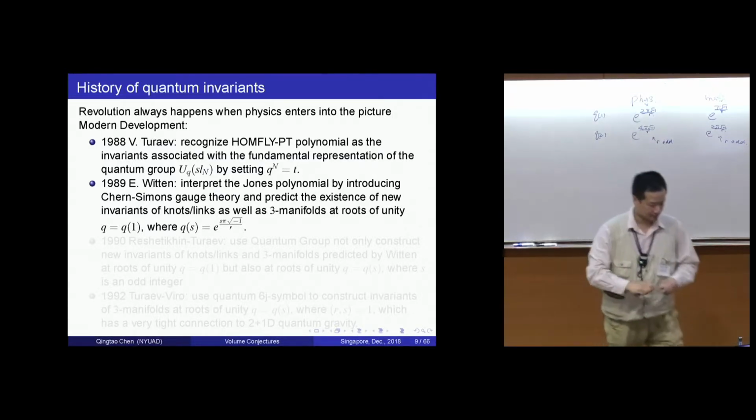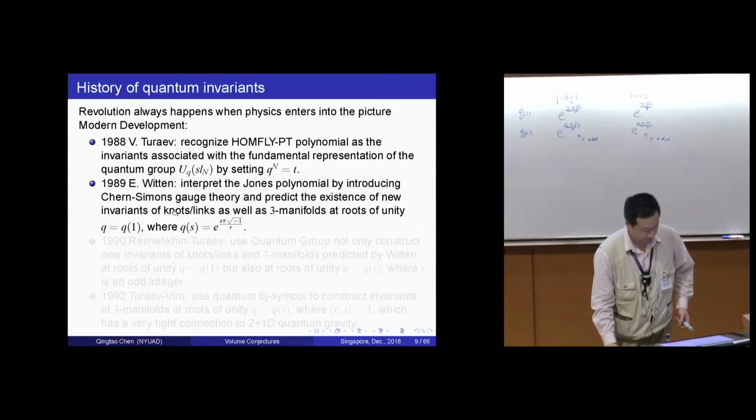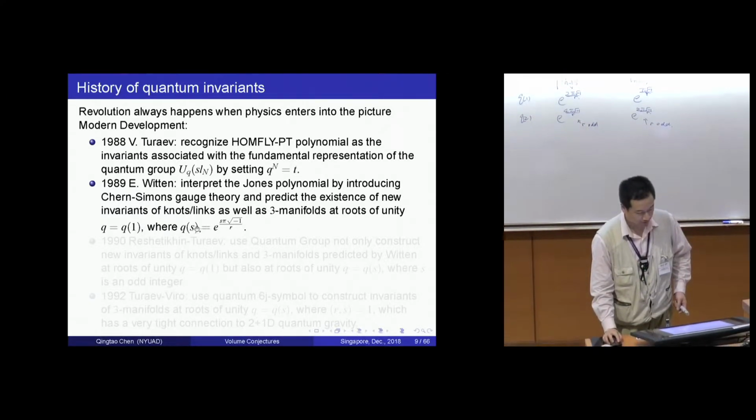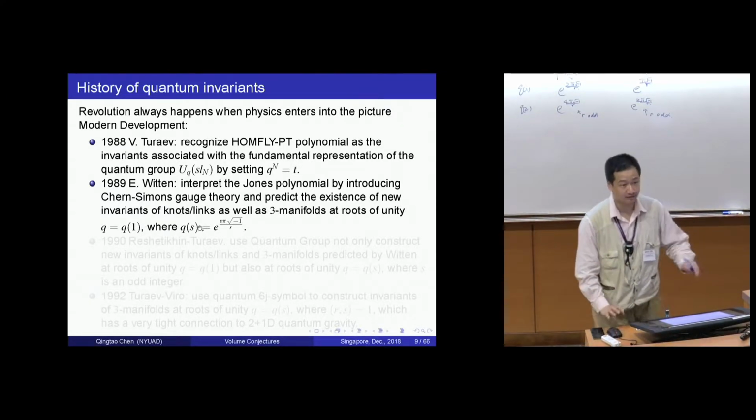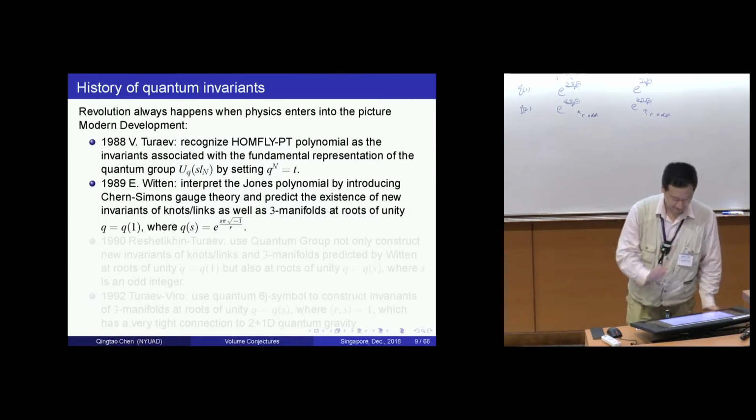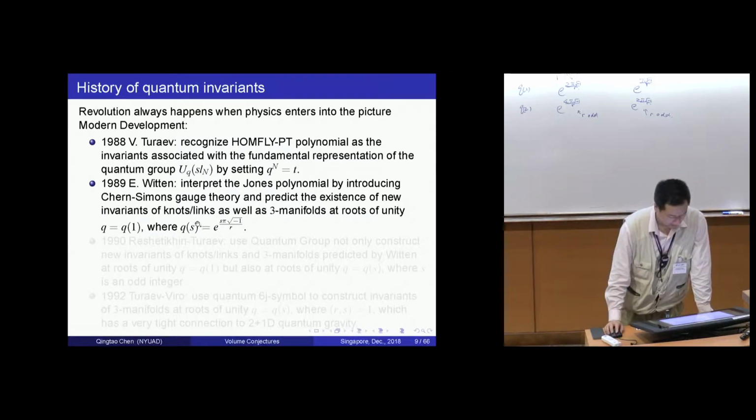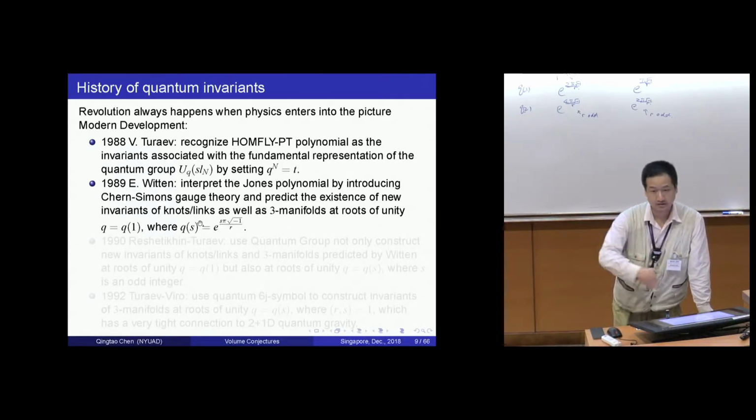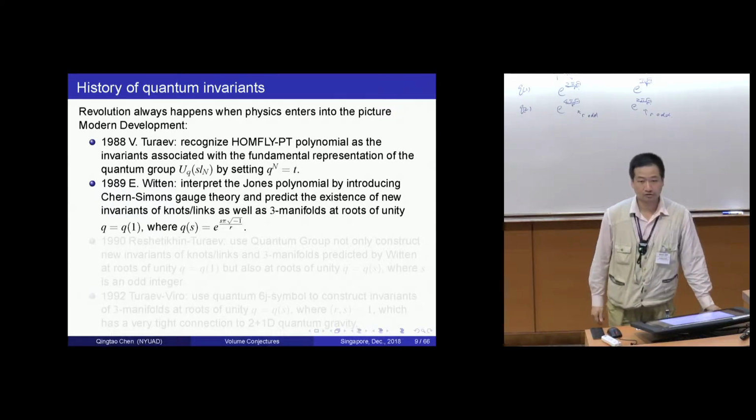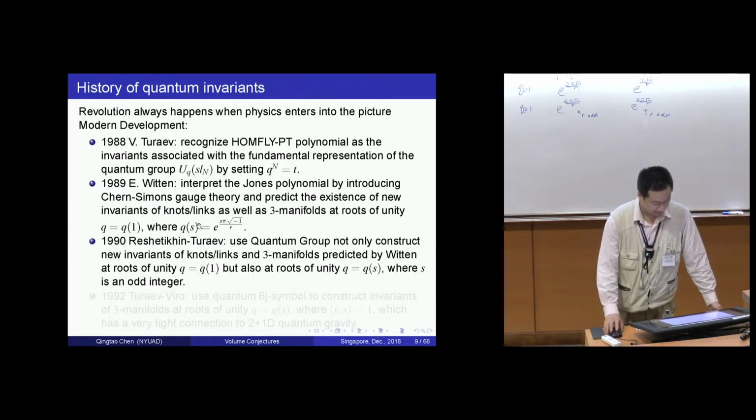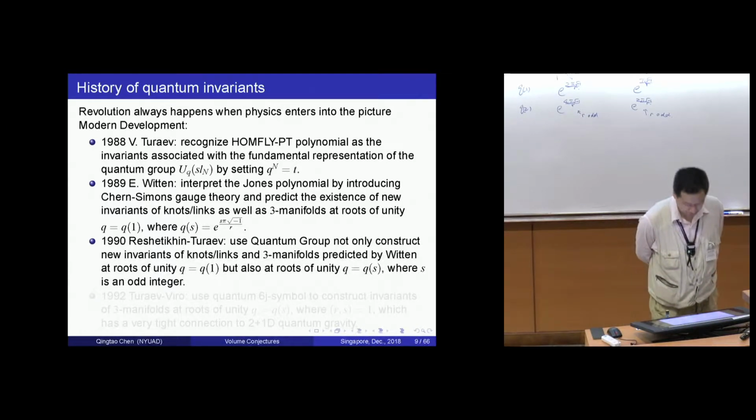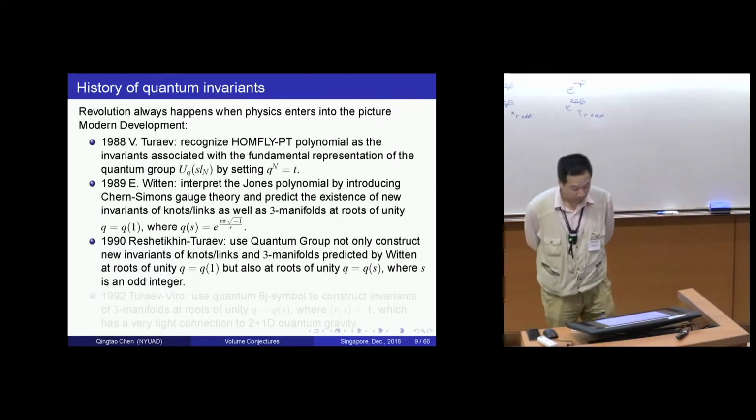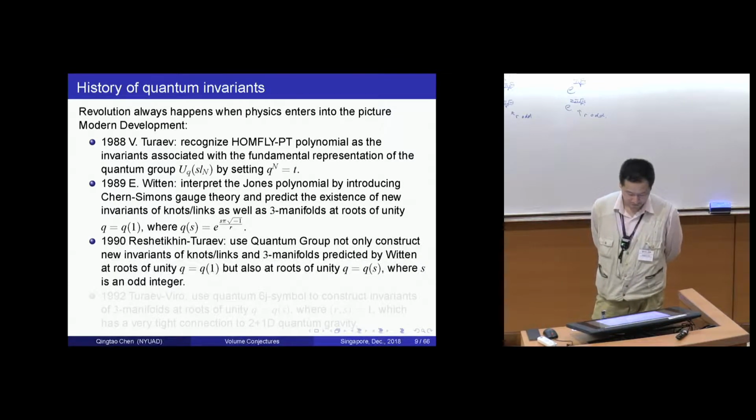This is because in Witten's original paper, he wrote q1 as 2 pi i over r, but in our notation it is pi i over r. Anyway, this is just a slight difference in notation. And Witten's definition is not rigorous, because it involves integration over an infinite dimensional space. Then in 1990, Reshetikhin and Turaev used the representation theory of quantum groups to construct new invariants of knots, links and three-manifolds predicted by Witten, but also at other roots of unity.